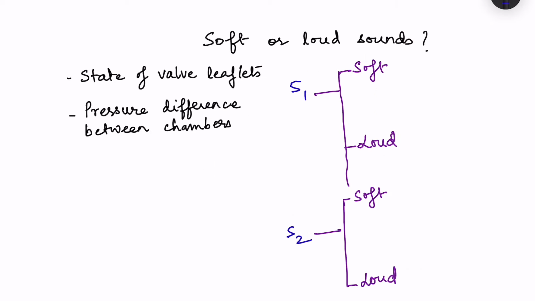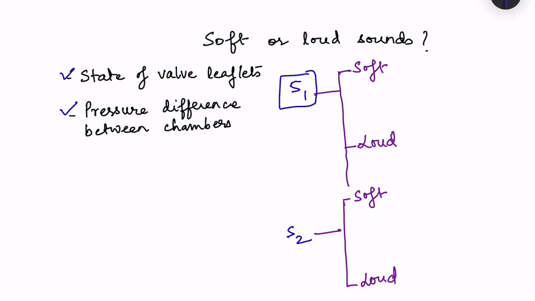Now coming to variations in these heart sounds. We will talk about when these heart sounds become soft or loud. We will talk about splitting of the second heart sound, and we will also talk about the pathological conditions in which S3 and S4 are heard. So whether the sounds will be soft or loud depends upon 2 or 3 things. One is the state of the valve leaflets, and the pressure difference between the chambers and how fast this pressure difference is developing.